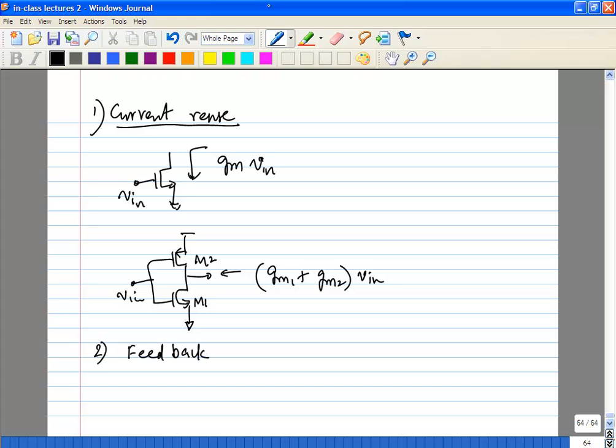The next thing is feedback. What would you use feedback for? One thing you can use feedback for is to implement Rin equals 50 ohms, and of course improve IIP3. Those two things feedback will definitely do.